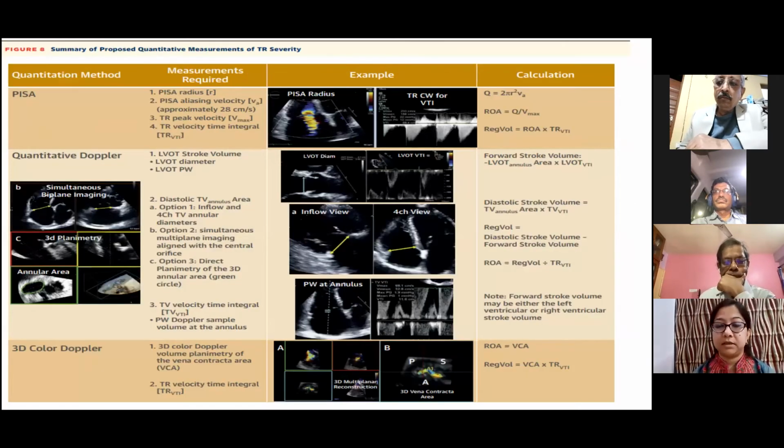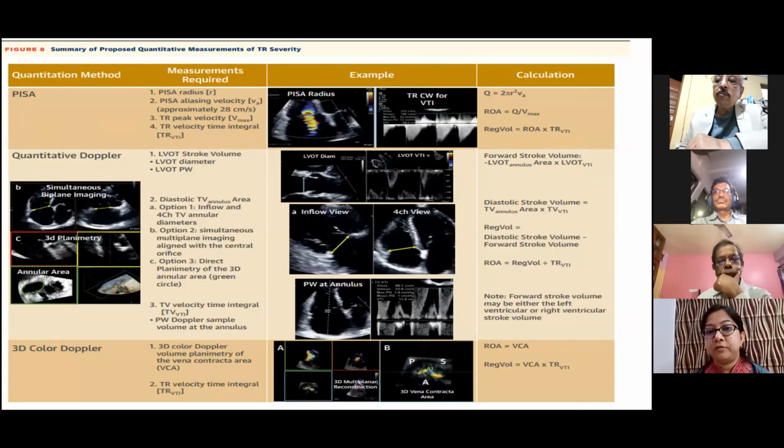First of all, let's go to the PISA radius, how to assess it. To assess the PISA radius, we first need a proper RV view from the apical four-chamber, then concentrate the color to be given and the aliasing velocity to be fixed at around 28 centimeters per second.